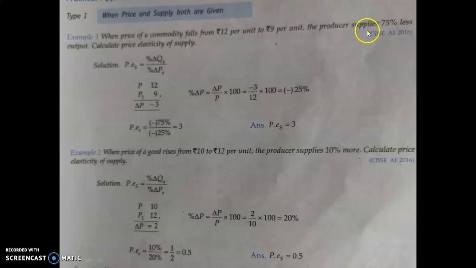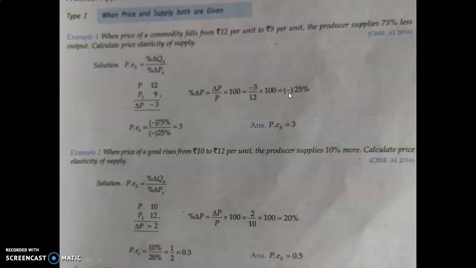Here the percentage change in quantity supplied is given, that is 75%. So we have to calculate the percentage change in price. The equation for percentage change in price is delta P by P into 100. Delta P is equal to new price minus initial price. Here new price is 9 and initial price P is equal to 12. So 9 minus 12 is negative 3, divided by the initial price 12. So negative 3 by 12 into 100 is minus 25%. Here minus means there is a decrease in price, and the quantity supplied is also decreasing.